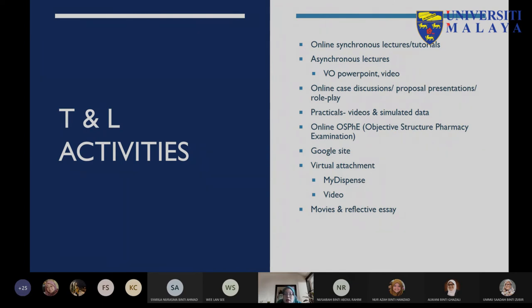This one varies actually. In our faculty, we upload the videos or the PowerPoint presentations in Spectrum or in Teams, and the students go through the PowerPoint presentations and videos during the allocated scheduled slot.